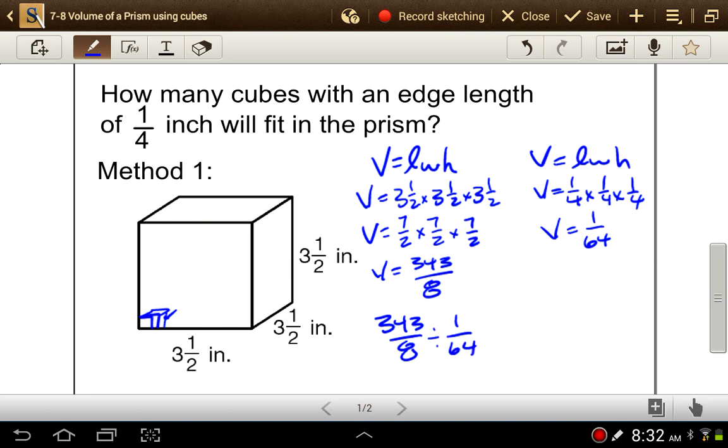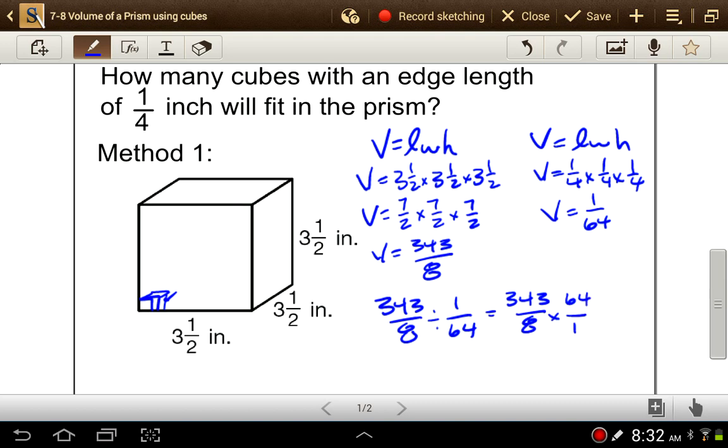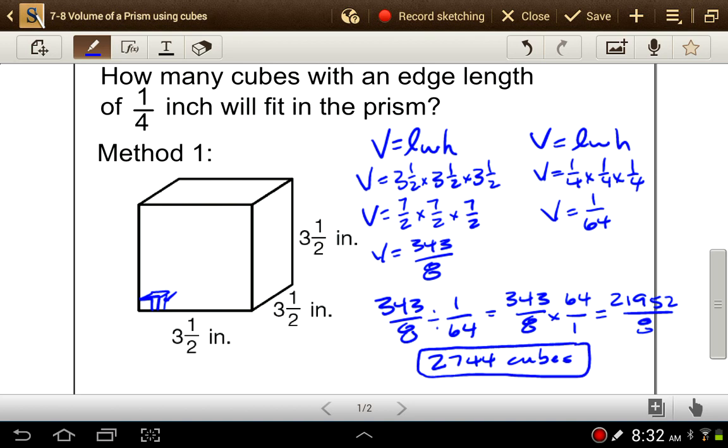Remember, when you divide fractions, you've got to multiply by the reciprocal. So that's 343 eighths times 64 over 1. When I multiply those across, I get 21,952 over 8 times 1, which is 8. When you simplify that, 8 goes into 21,952 2,744 times, which means that I can get 2,744 cubes inside of there. Okay, that's a lot of cubes.